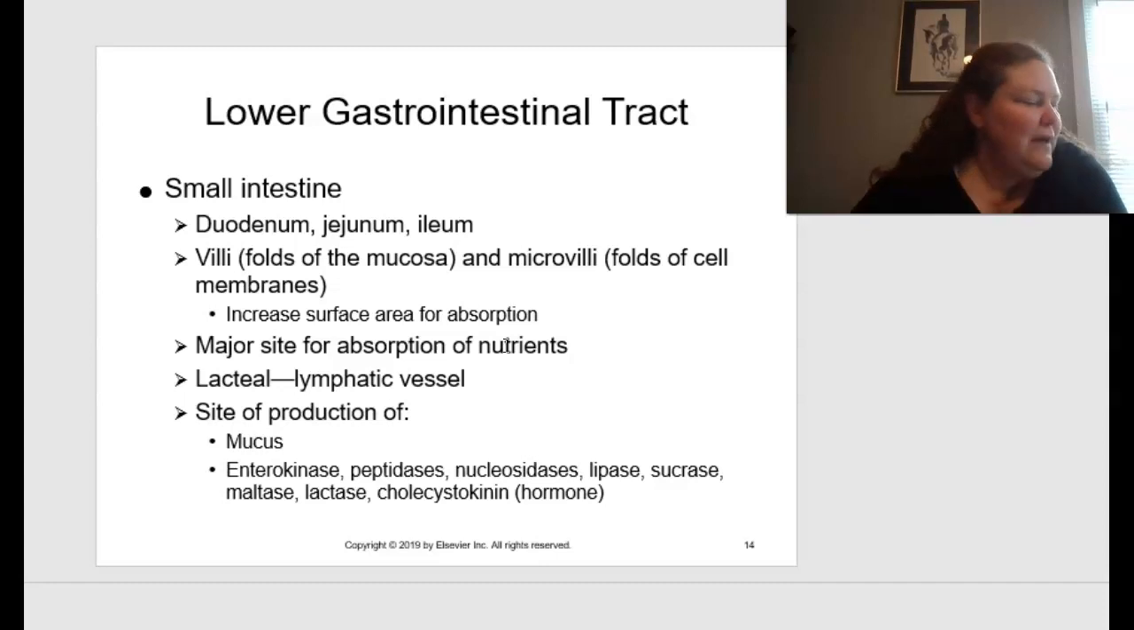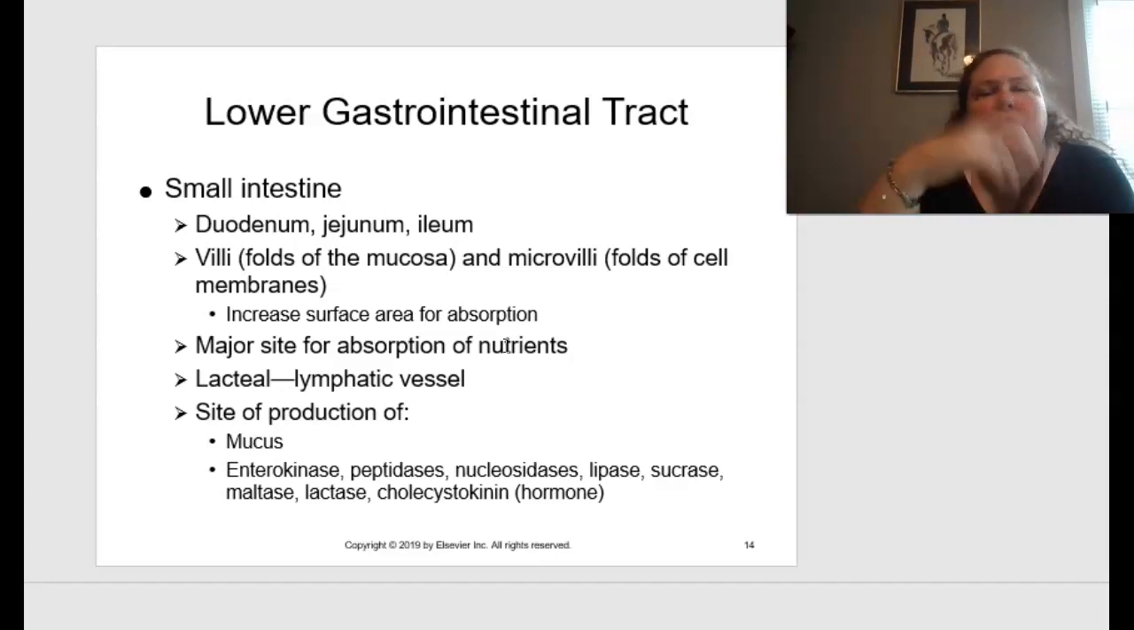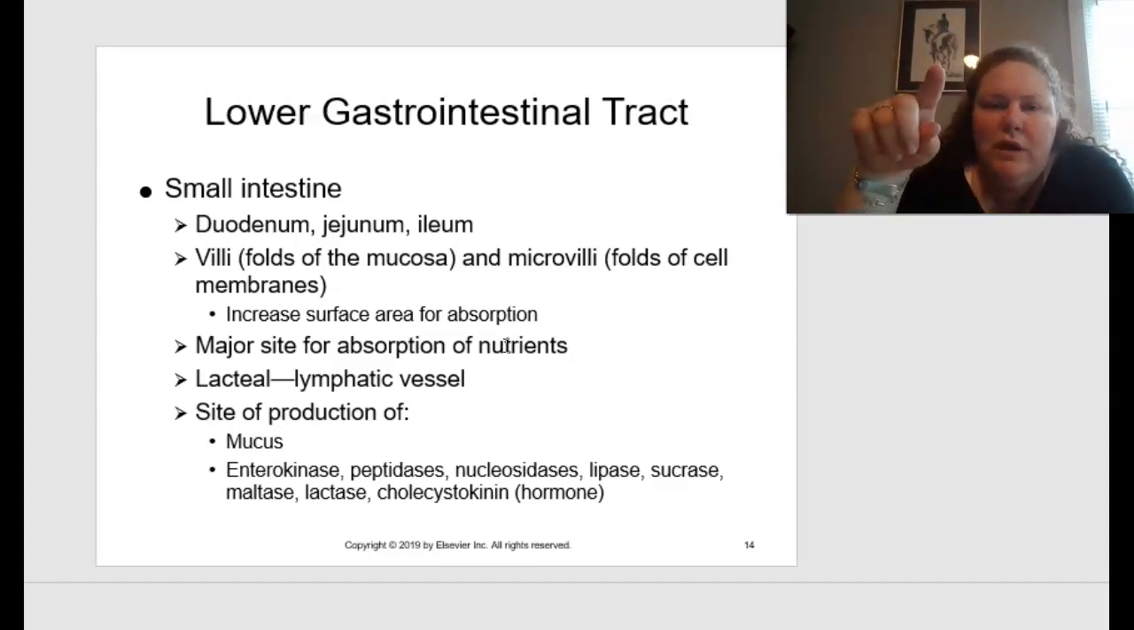Moving on to the lower GI, this is on page 432. This is the small intestine, and it has the duodenum, the jejunum, and the ileum. We have villi and microvilli, which are basically folds. Villi are the big ones, kind of like the Grand Canyon, right? The microvilli are little tiny folds on top of the big fold.